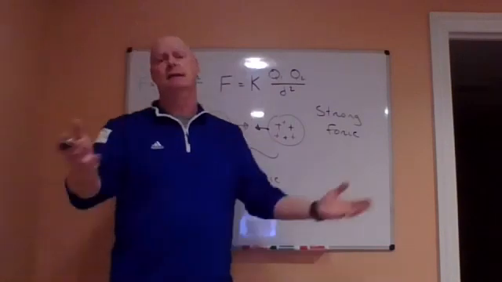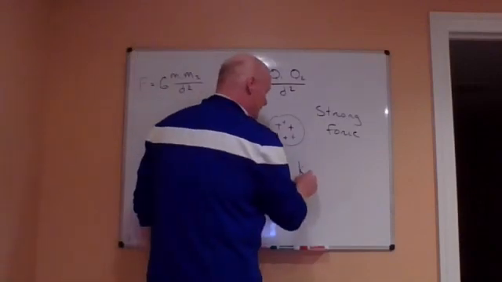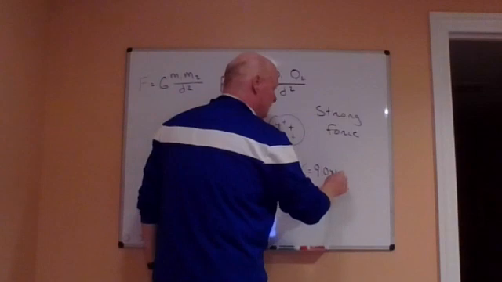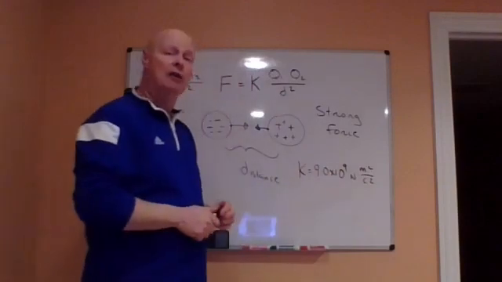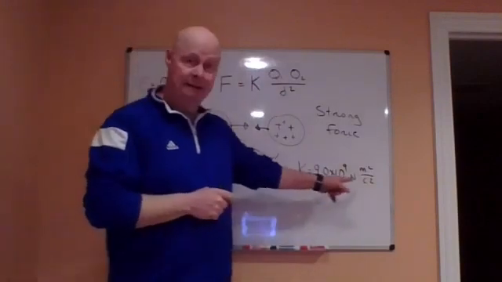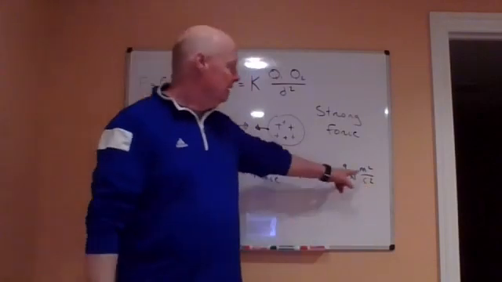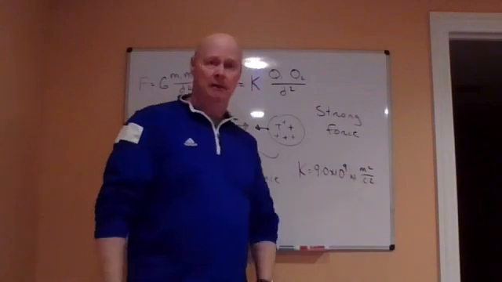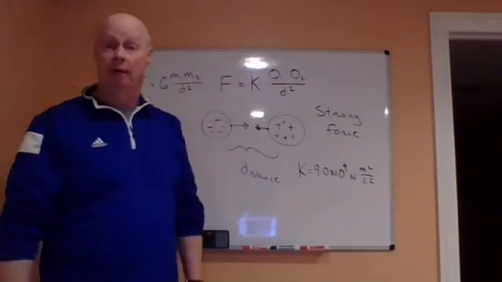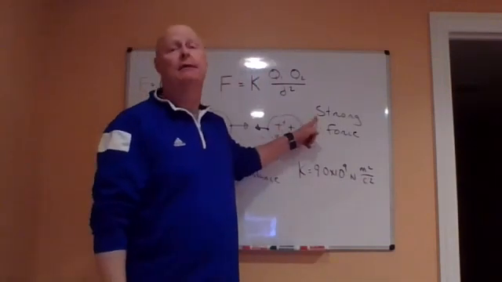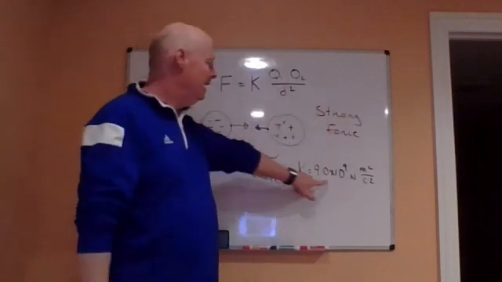Now, what is that one? Again, this is something you can put on the back of your card, so you don't ever have to memorize it. K has a value of 9.0 times 10 to the 9th newtons meters squared over coulombs squared. So it's a very large number. To the 6th is a million, to the 9th is a billion, so 9 billion. We'll explain those units later on, but it's a pretty big number. And since it's a pretty big number, that means this force is going to be a strong force in nature. Guaranteed to be a question on a quiz, guaranteed to be a question on a test. So we do have to know that this is a strong force.